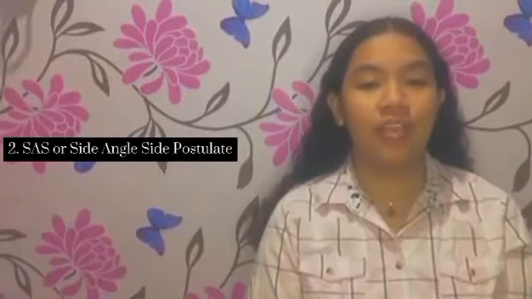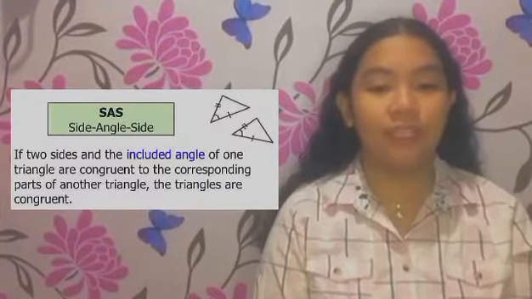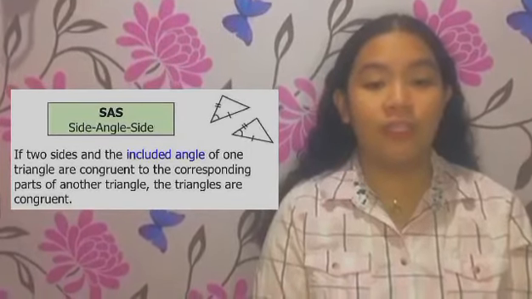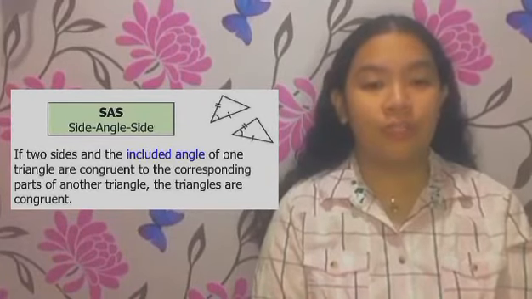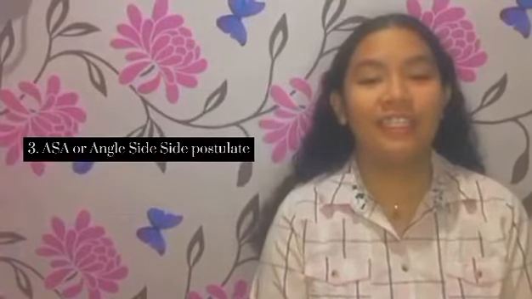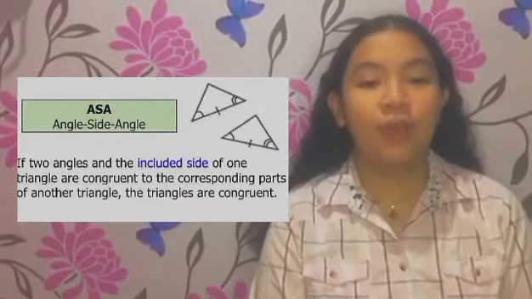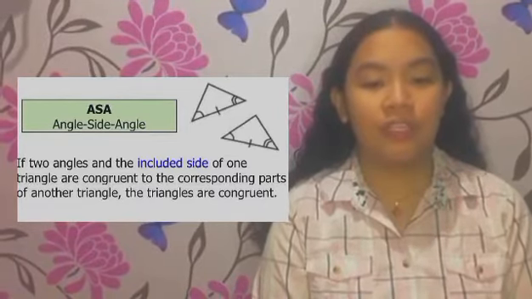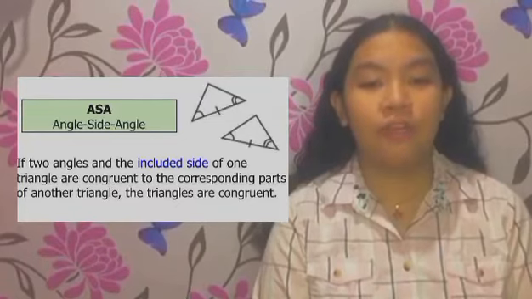Number 2. SAS or side-angle-side postulate. This postulate tells us if two sides and the included angle of a triangle are congruent to two sides and the included angle of another triangle, then the two triangles are congruent. Number 3. ASA or angle-side-angle postulate. This postulate says if two angles and the included side of a triangle are congruent to two angles and the included side of another triangle, then the two triangles are congruent.